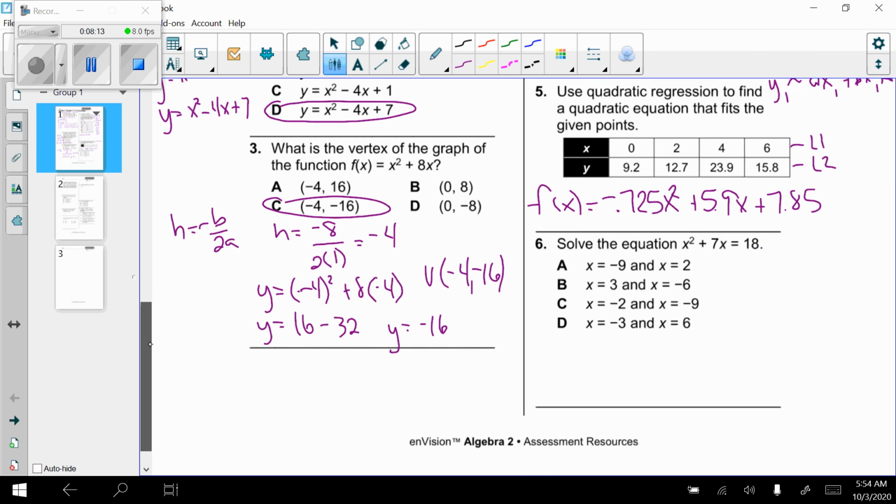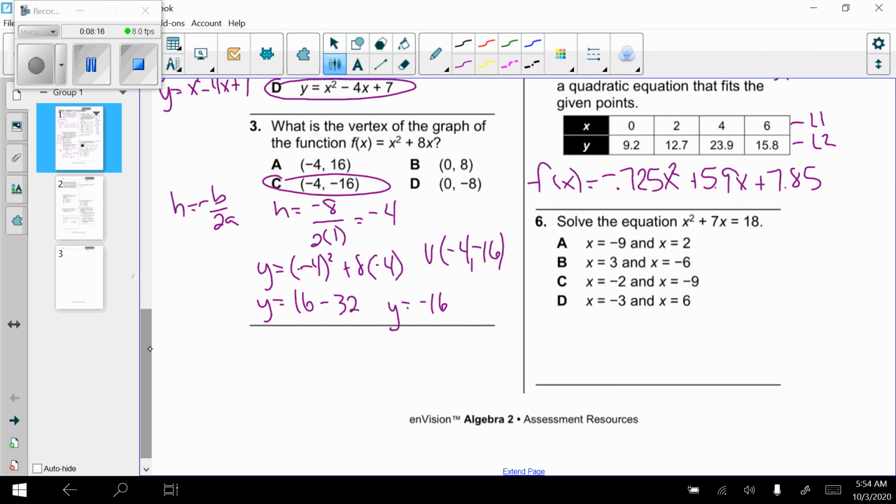All right, number 6, solve the equation x squared plus 7x equals 18. If I'm solving it, that means when does this equal 0? So I need to get everything on the same side. So I make this say x squared plus 7x minus 18 equals 0. Now I need to factor this. This is an easy one to factor because the number in front of x squared is not bigger than 1.